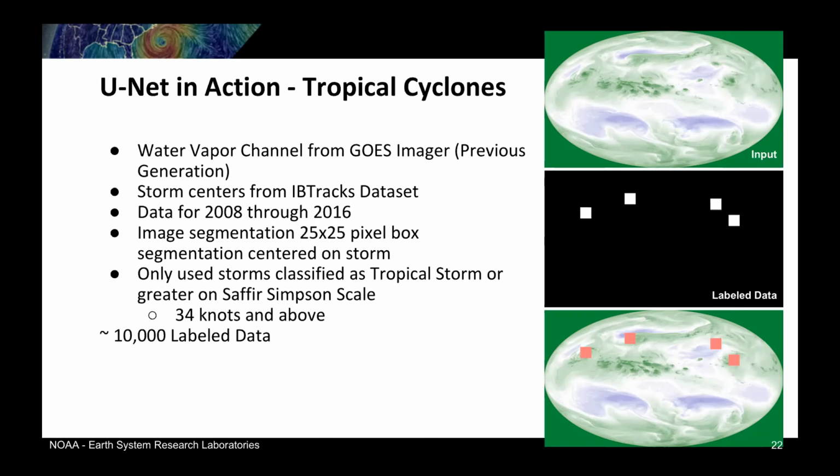This was using the old GOES imager, the previous generation of satellites, not the new GOES-R ABI imager. We were looking at the water vapor channel for this particular image. For our labels, we use this data set called IBTrACS, the International Best Track Archive for Climate Stewardship.